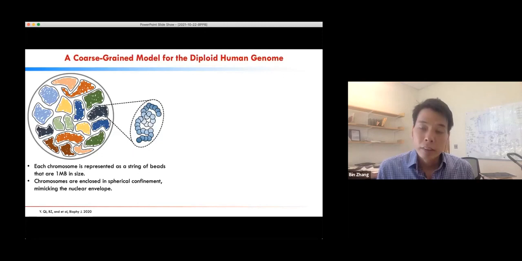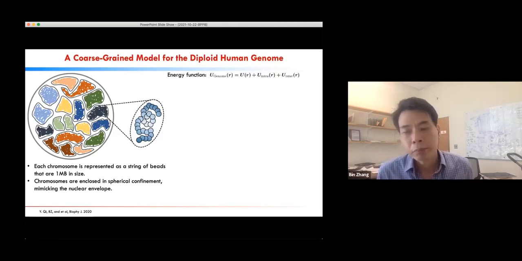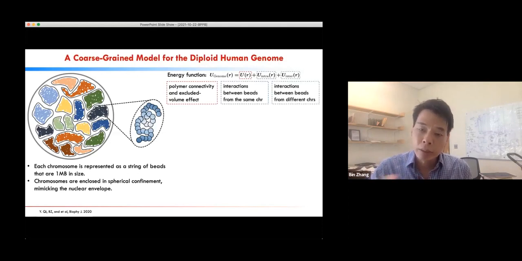Now with this coarse grained representation, you can define an energy function to quantify the stability of different genome structures. The design of the energy function itself is a very interesting topic, and through trial and error, you can learn a lot about the mechanism of genome organization. In particular, we show that a simple block copolymer phase separation cannot explain many features of the human genome organization. But I won't go into too much detail.